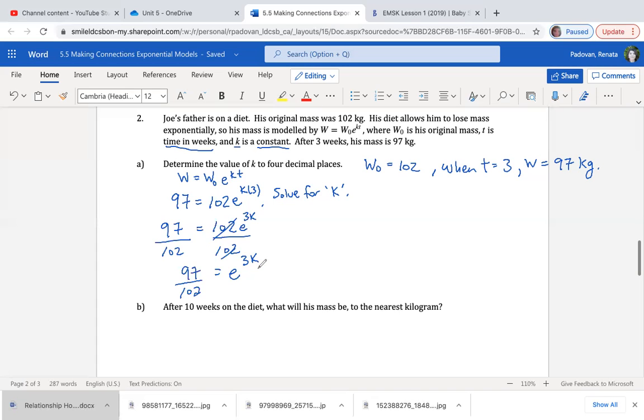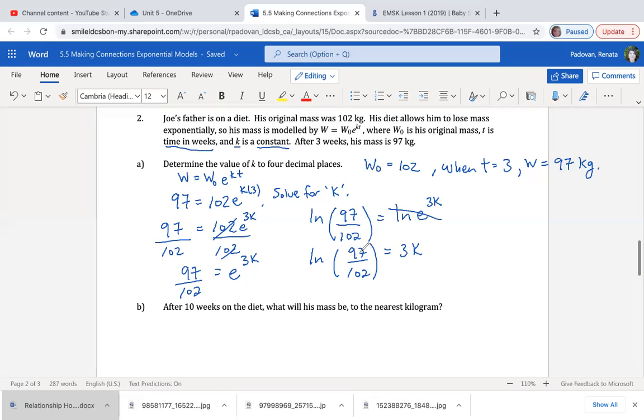So how do I go about solving for k? I can convert to natural logarithmic form, or I can take the ln of both sides. Natural log is just taking the ln. So if I were to take the ln of the left side and the ln of the right side, what I like about this is that the ln of e cancels out. So I still have everything on the left-hand side: the ln of 97 over 102, which could be just a constant. I can plug that into the calculator, equaling 3k.